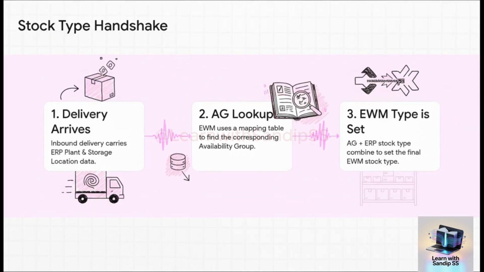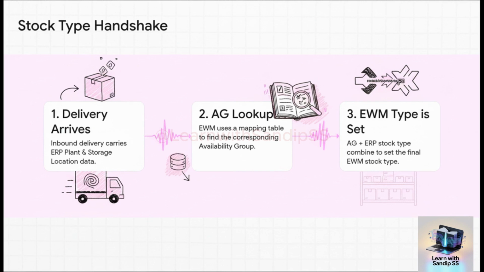So, think of the whole process like a quick three-step handshake. Step 1, the inbound delivery arrives, knocking on EWM's door with the ERP's plant and storage location info. Step 2, EWM does that lightning-fast lookup in the table to find the right availability group. And Step 3, it combines that group with the general status from the ERP to create the final, super-specific EWM stock type.